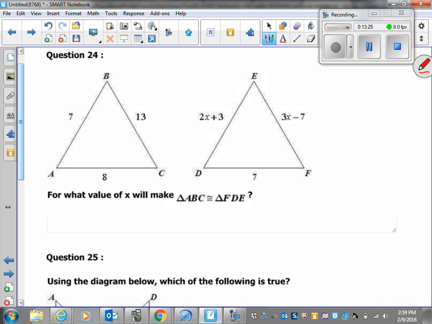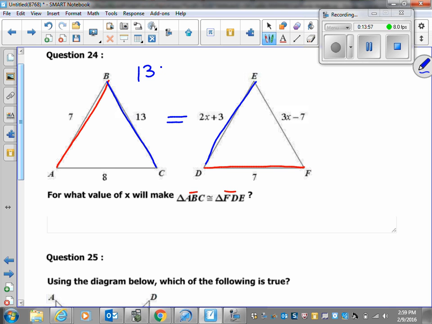I like to make mine color-coded, so I know AB is going to be congruent to FD. The reason I do it this way is that sometimes the orientation of the triangle might be different. So AB and FD will be the same. You can see they're both 7. And BC, which is 13 here, is going to be the same as DE. And DE is here. So all you have to do is make those two equations equal to each other.